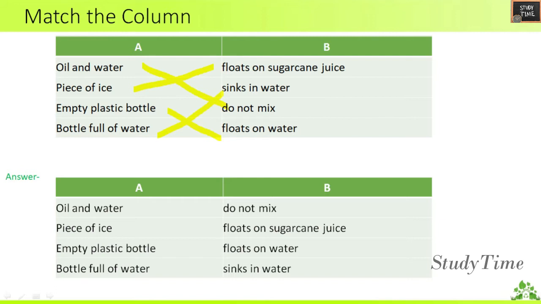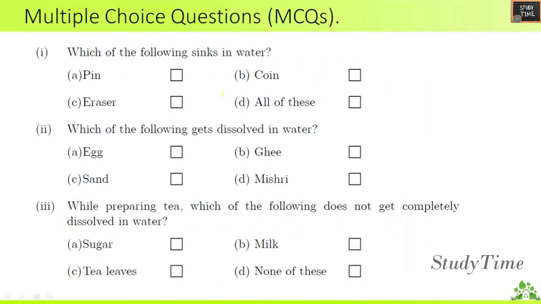Before getting into this chapter, you have to know what is floating and what is sinking. Multiple choice questions. First question, which of the following sinks in water? If this is a container containing water, and an object is placed on the water, if it goes down to the bottom, then we call that sinking. If it is on the surface of the water, then it is called floating.